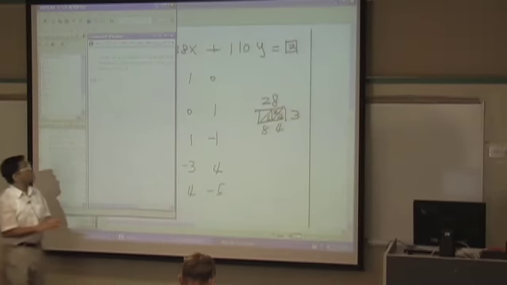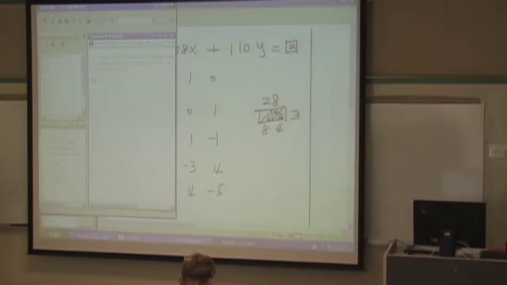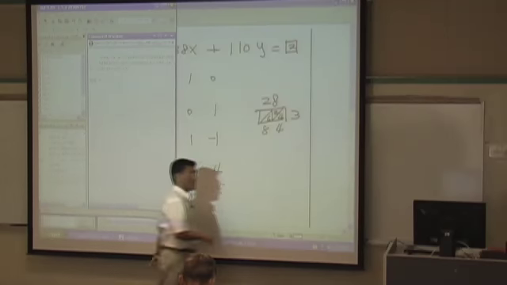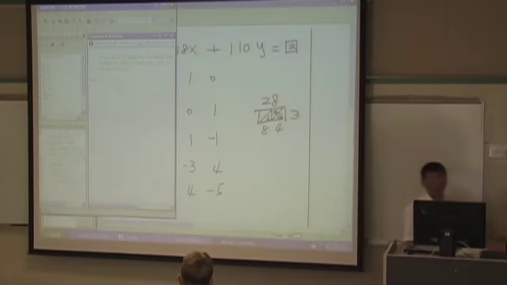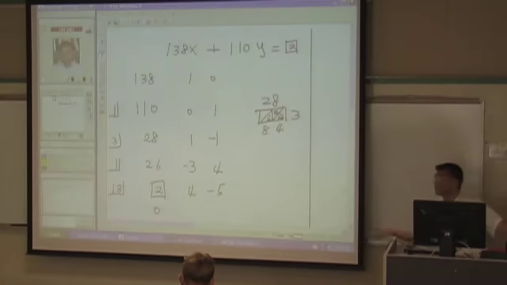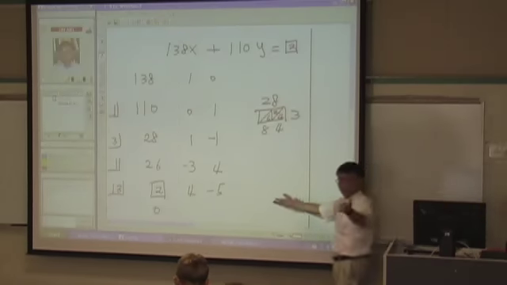How did we get these numbers 4 and negative 5? Using the idea. Do you need more? If you need more, I can do more. Any of you need more, then I will do it.